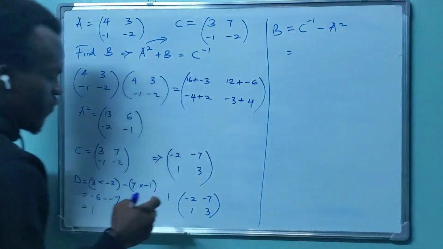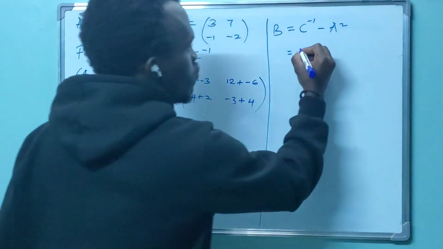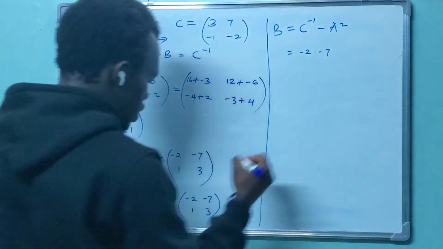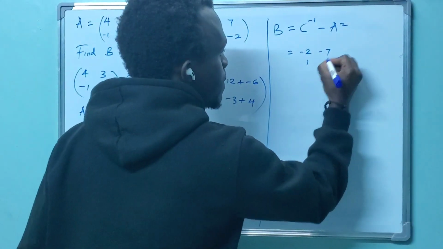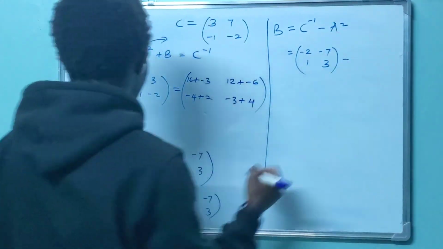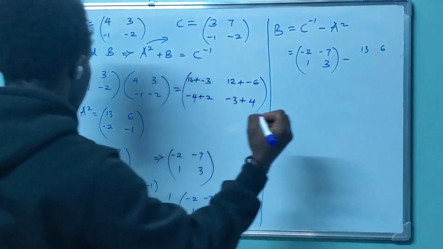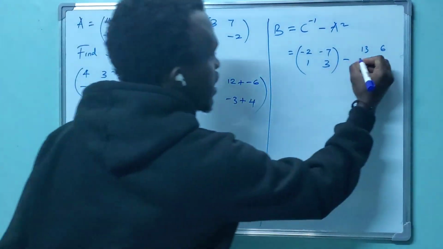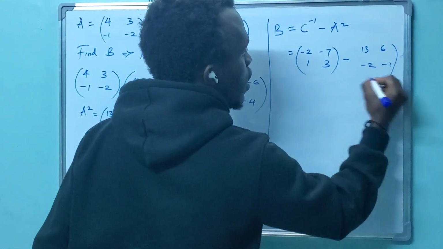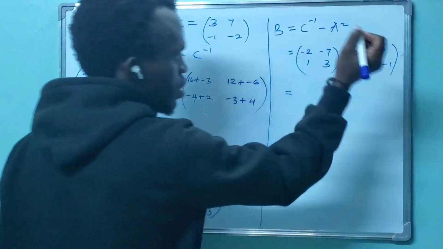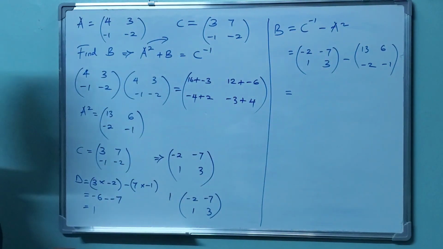Which means my inverse of C is negative 2, negative 7, 1, 3. Then minus A squared. A squared is 13, 6, 6, negative 2, negative 1, negative 2, negative 1. Then now we combine them using that subtraction.